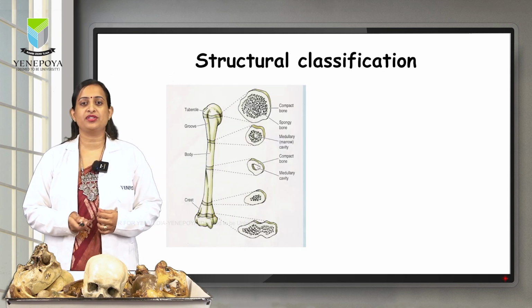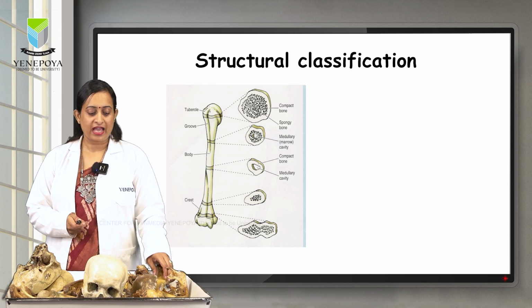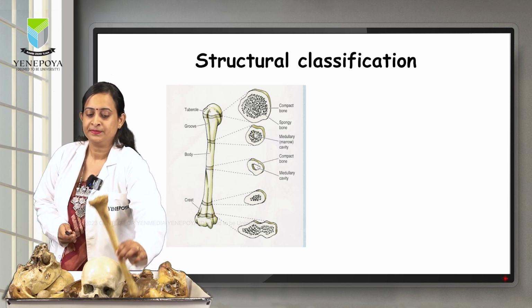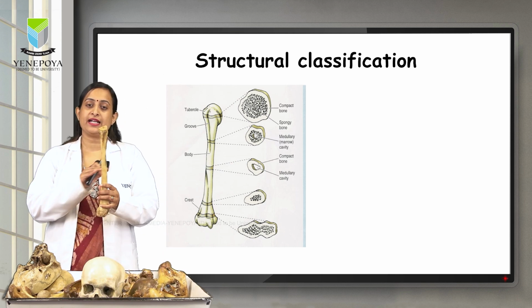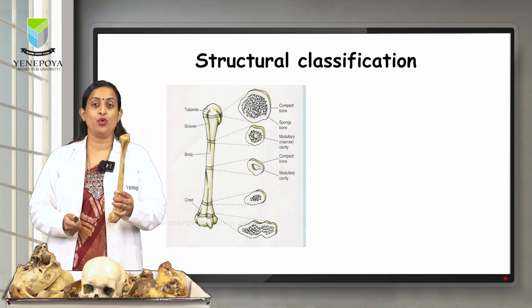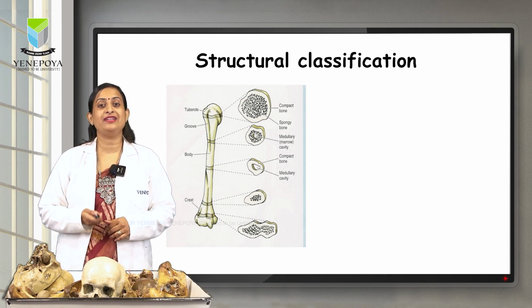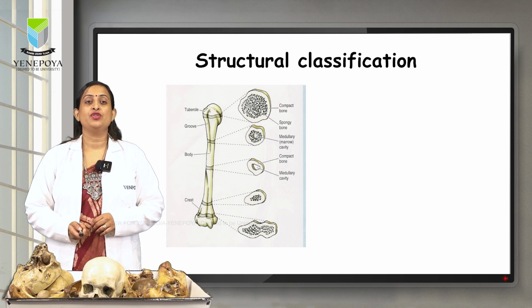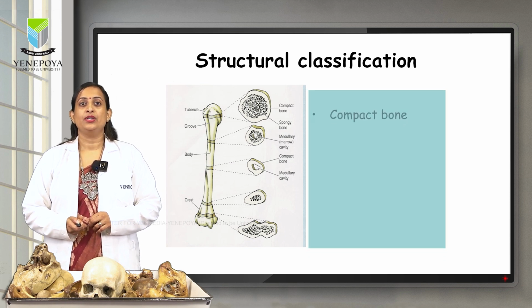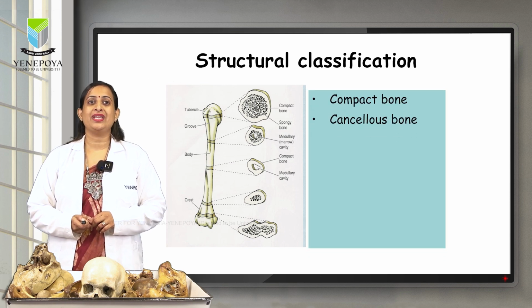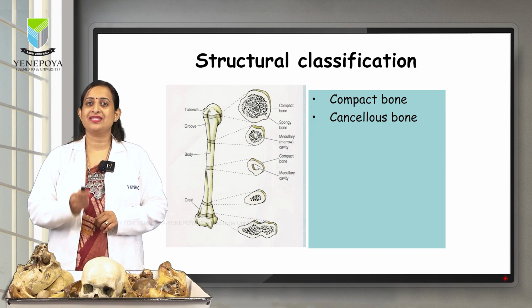Lastly, we have the structural classification. Now we have a cut section of any bone. We take a cut section of any long bone. We see structurally there are different types we can identify and different parts we can name. So what do we see exactly? When we take a cut section of a bone, we can see two types there, as you can see in the picture.